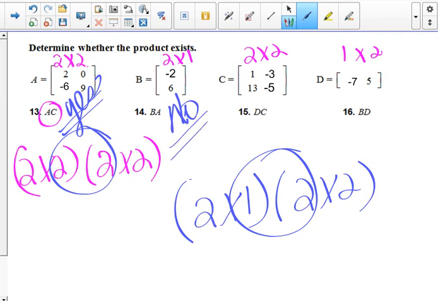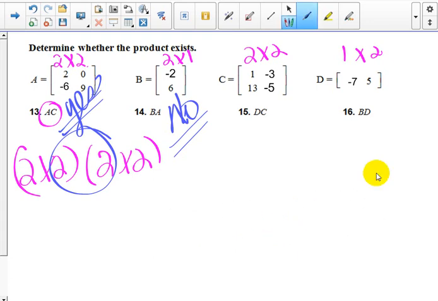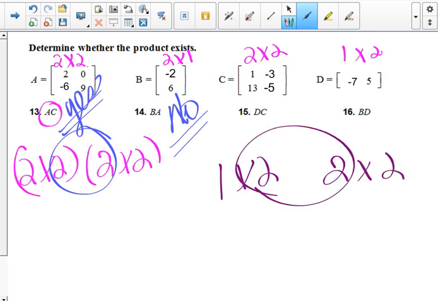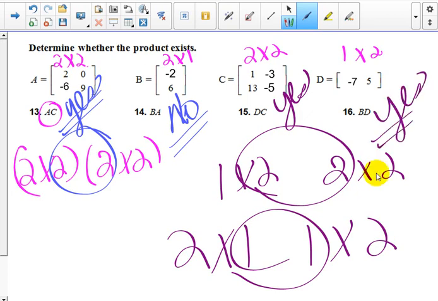Do not do 17. So how about D times C? Yes. Let's see. 1 times D is 1 times 2, and C is a 2 times 2. Do they match? Then yes. And then the last one, B times D, 2 times 1, and 1 times 2? Yes. All right? So you've just got those last few to do and bring back tomorrow.